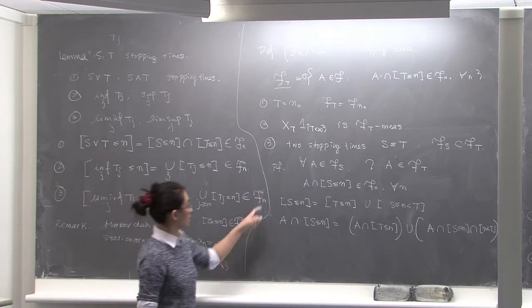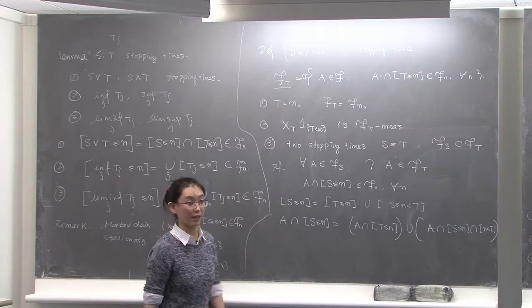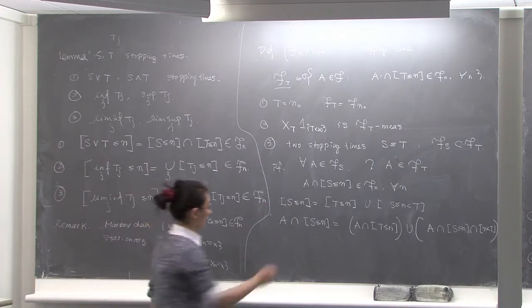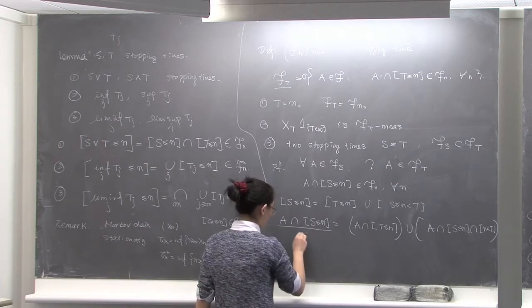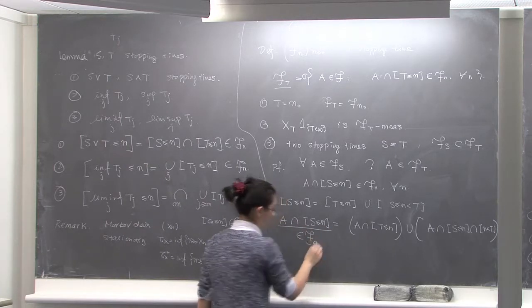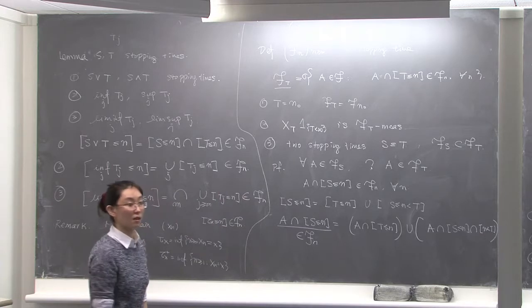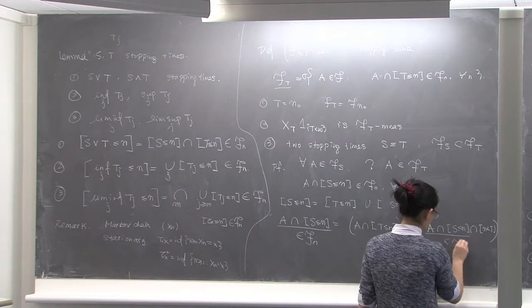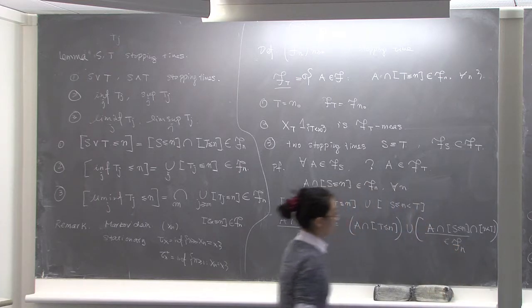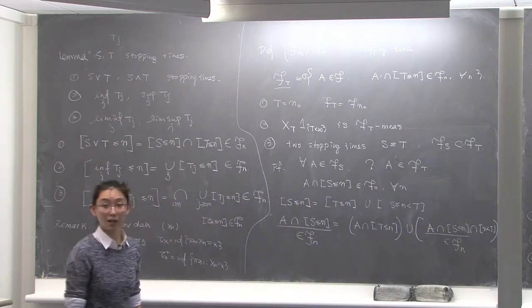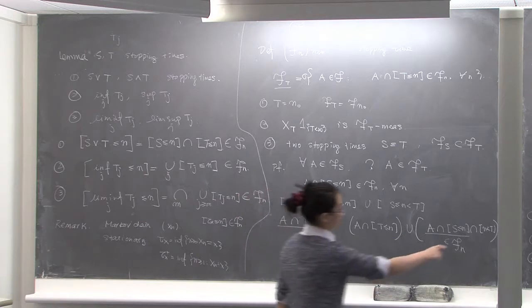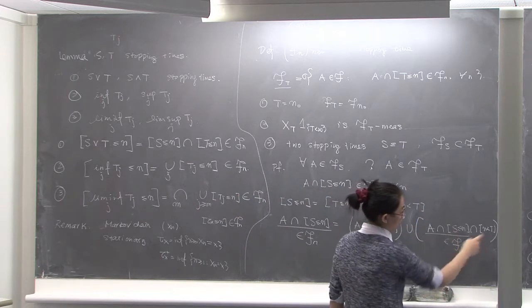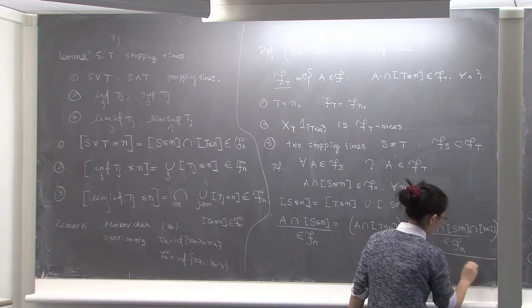So here, just intersect both sides with equation A. And what we know is this event is contained in Fn, and this event is also contained in Fn. And since T is a stopping time, {T > n} is contained in Fn. So the intersection of these two is contained in Fn.